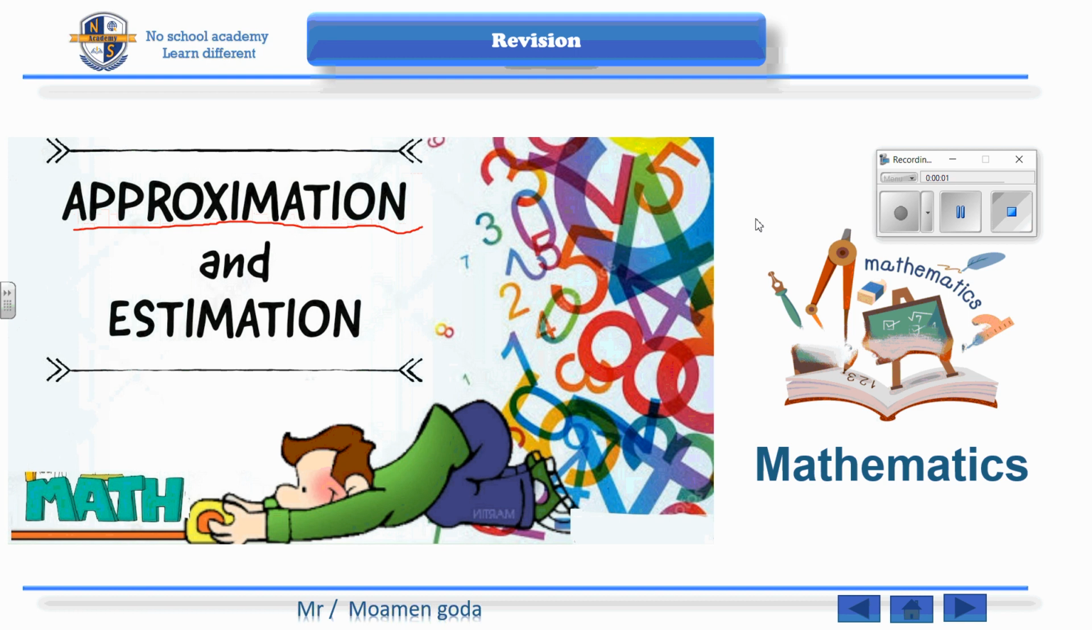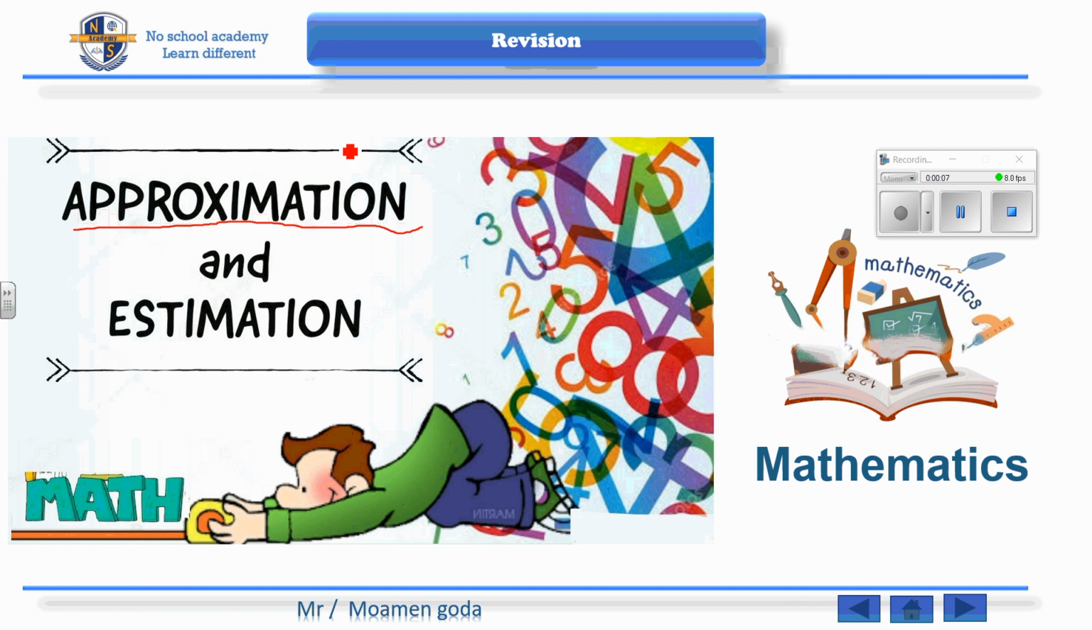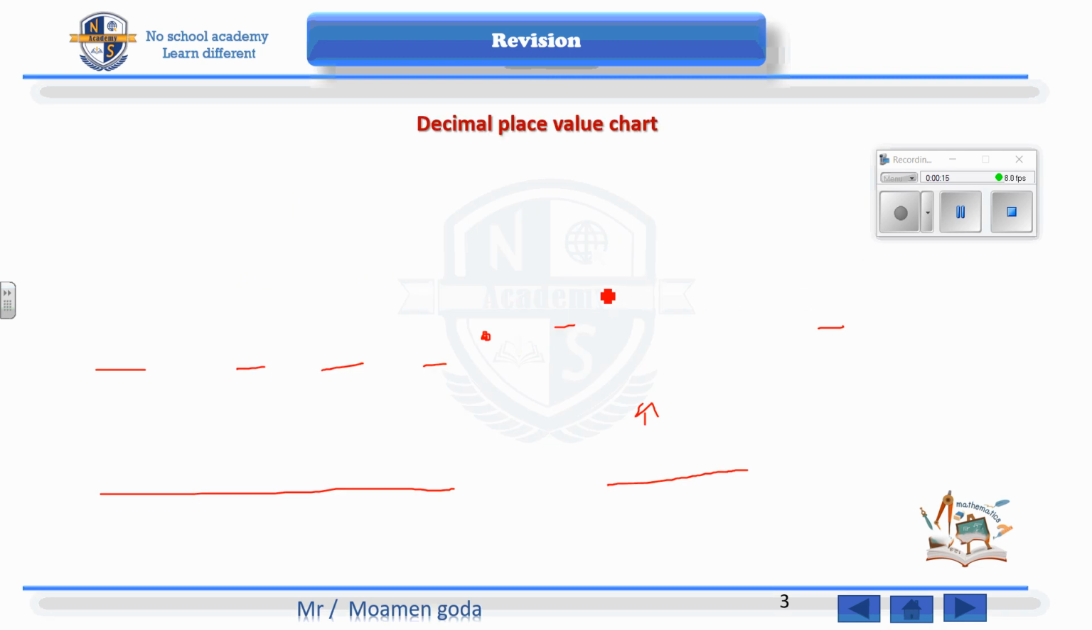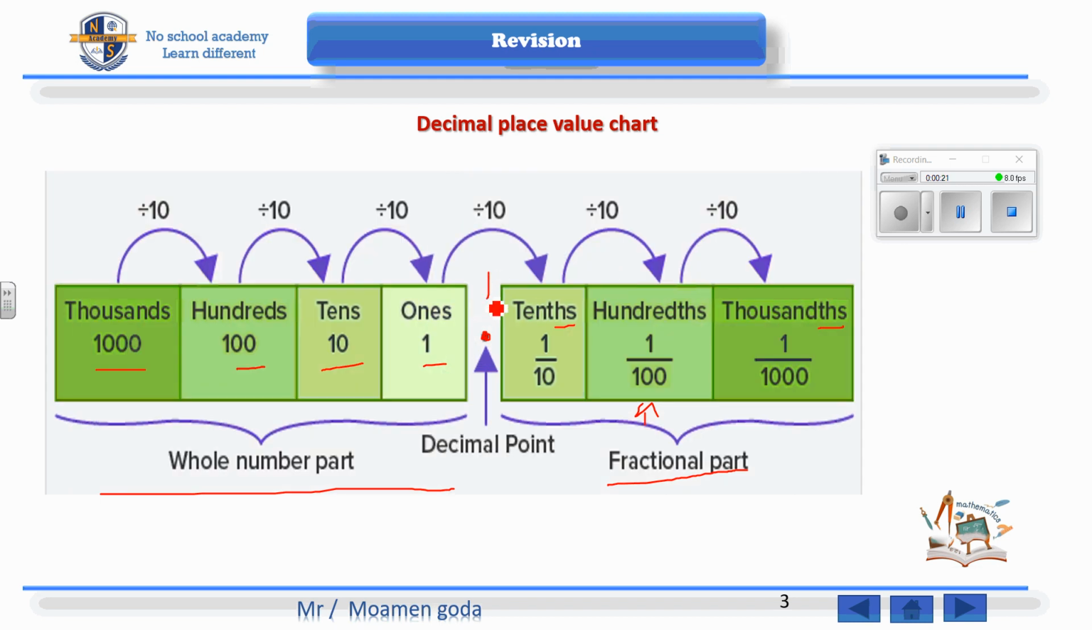Hello, Primer 5. Our session today is about approximation, which we took in Primer 4 but under another name. It's called rounding. Yes, and we said rounding is the same as approximation.